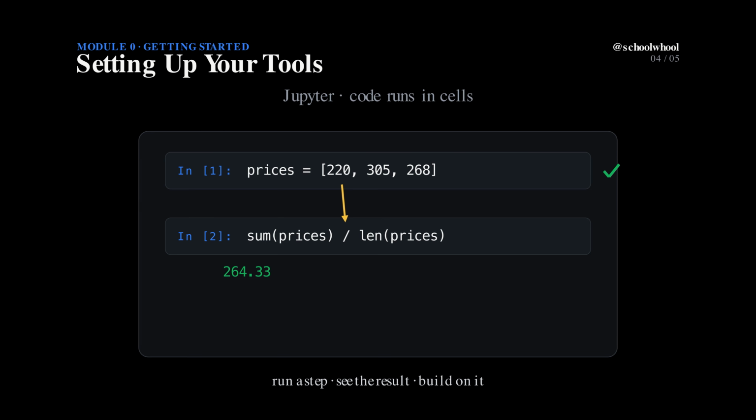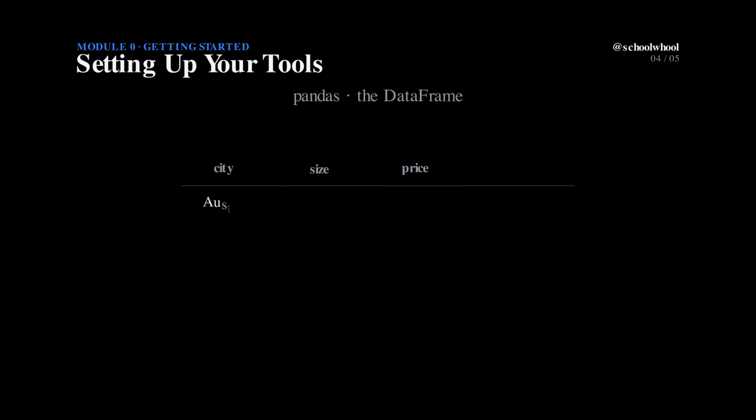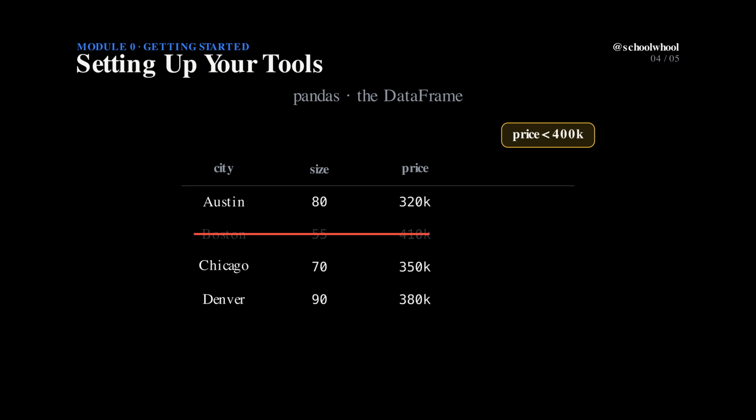Pandas gives us the data frame. A table with rows and columns, like a spreadsheet you control with code. You can filter down to the rows you care about. And create new columns computed from existing ones. Almost every dataset in this course will pass through a data frame first.